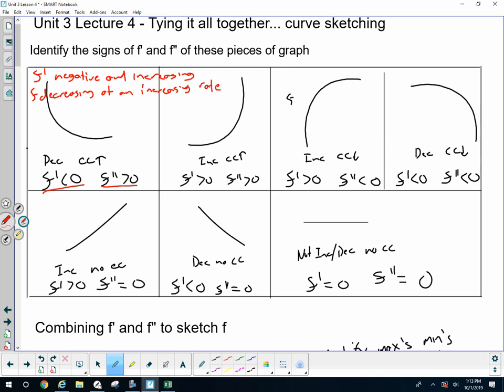Very confusing. This is what's tricky about tying it all together, the different ways of saying the same thing. F prime negative increasing, f decreasing at an increasing rate, f prime negative, f double prime positive. All the same.